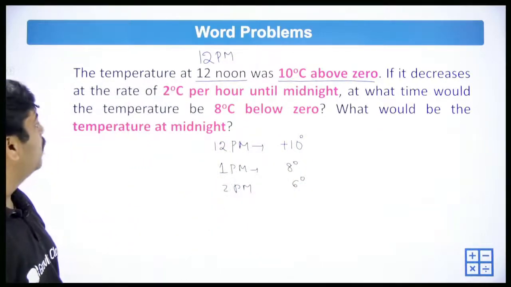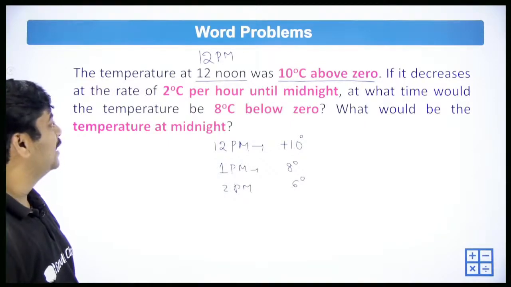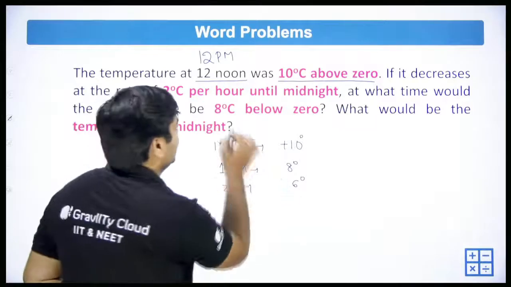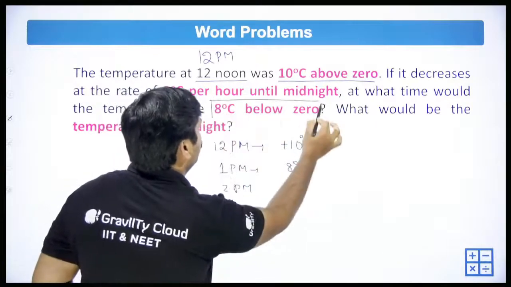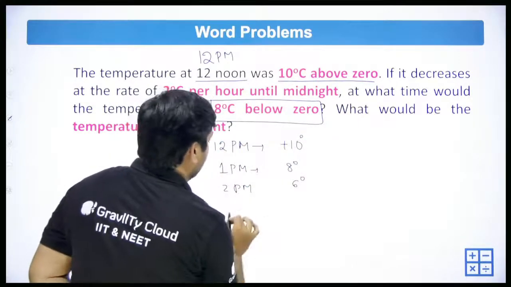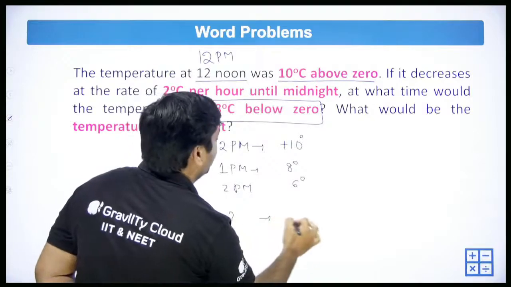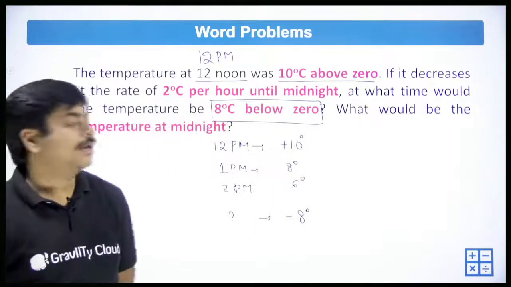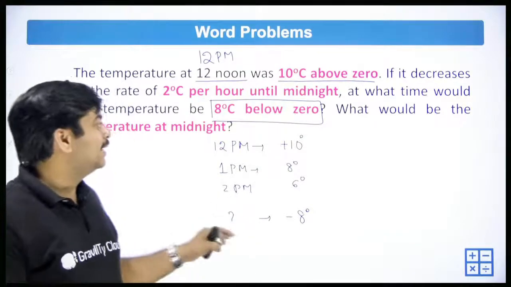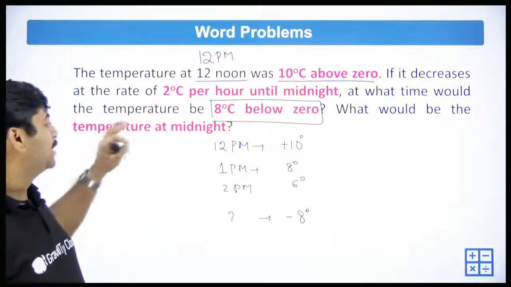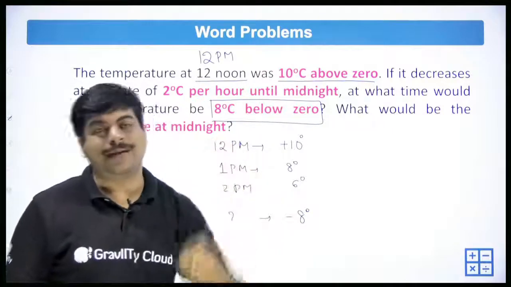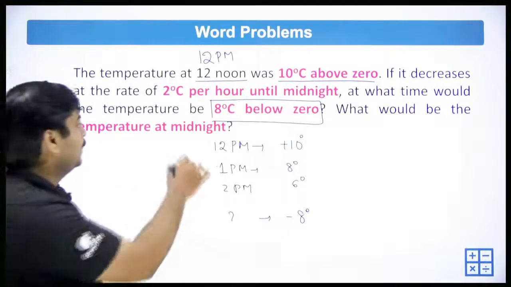The question is, at what time would the temperature be 8 degrees below zero? Careful. It is not 8 degrees, it is 8 degrees below zero. That means at what time will you have minus 8 degrees? And what would be the temperature at midnight? Midnight means the middle of the night, at 12 a.m.